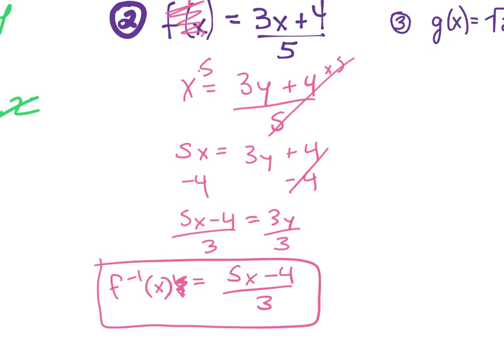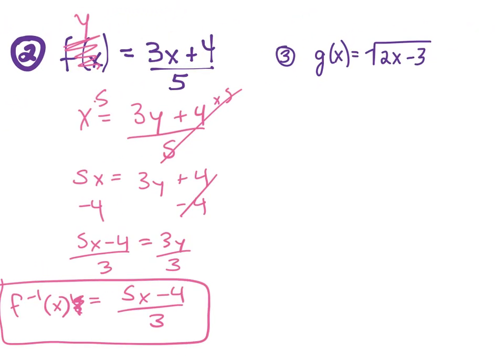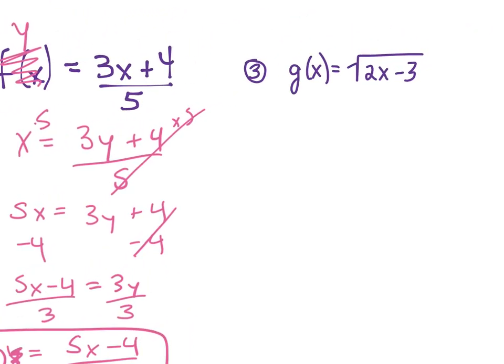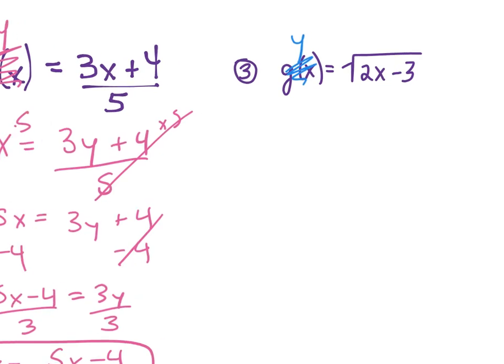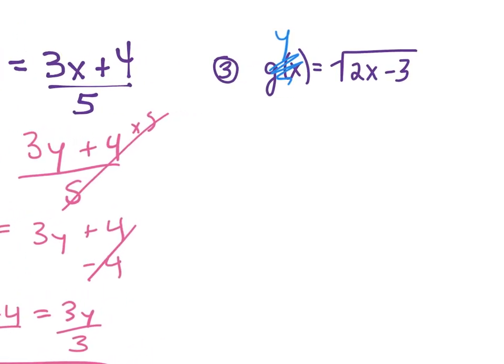Nope. All right, let's look at 3. What's the first thing we need to do here? You make it y. Now what do we do? Now you switch them. So we have x is equal to the square root of (2y minus 3). Now how do we solve for y here? What do we need to do?